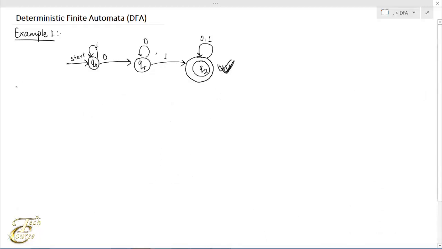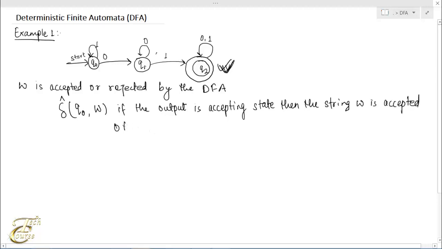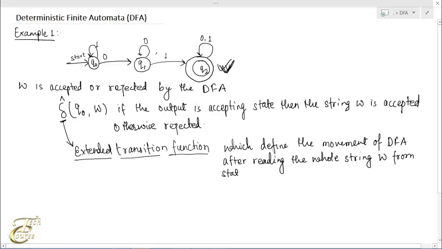Now, to formally determine whether a particular string W is accepted or rejected by the DFA, we have to compute delta cap of the initial state Q0, W. If the output of this is an accepting state, then the string W is accepted, otherwise rejected. This delta cap is called the extended transition function, which defines the movement of the DFA after reading the whole string W from state Q0.